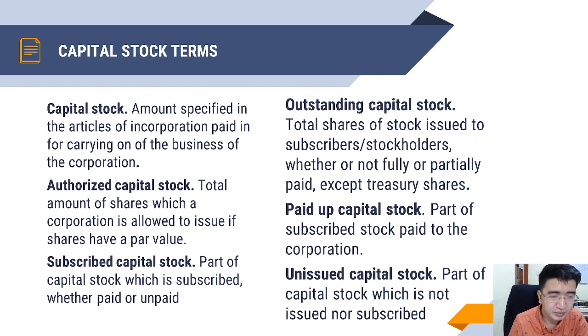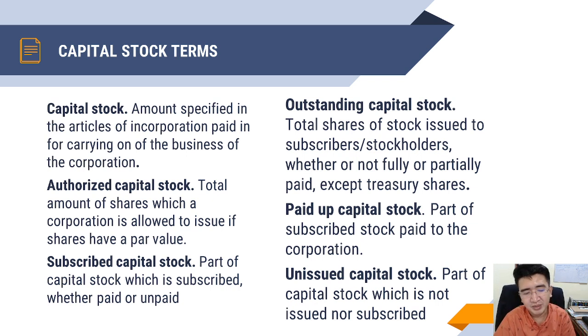Let's go to capital stock terms. Of course, ito, alam niyo na to, familiar na kayo dito. Everyday niyo itong binabasa sa mga major nyo. Capital stock, amount specified in the Articles of Incorporation, paid for carrying on the business of the corporation. So that's the capital stock. Yung amount na nakalagay sa Articles of Incorporation. Yung authorized capital stock naman, these are the total amount of stock which a corporation is allowed to issue. So meron kang capital stock, yung nakalagay sa Articles of Incorporation. Then, meron yung authorized capital stock na from this capital stock, ito lang yung allowed na ma-issue.